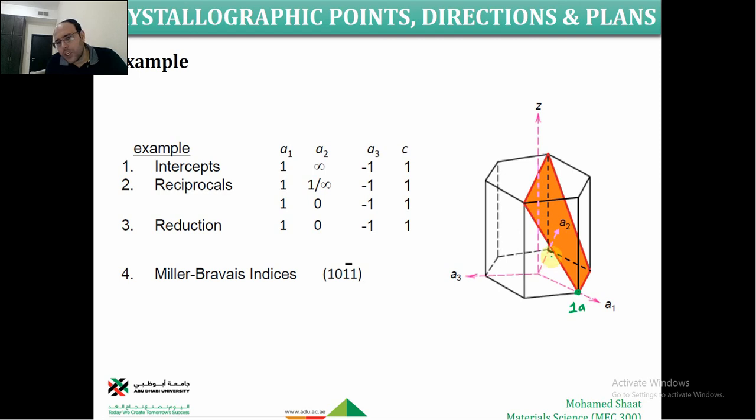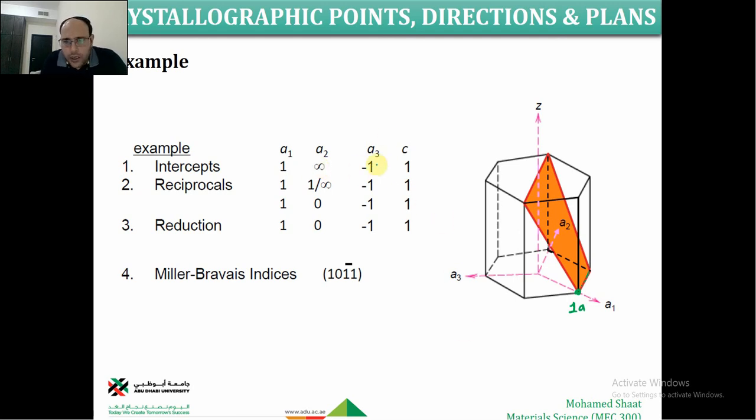But in the meanwhile, it is parallel to A2. Parallel to A2, why? Because there is an edge. Do you see this edge? It is parallel to A2. Any edge that is parallel to an axis gives an indication that this plane will be parallel to this axis. So this edge here is parallel to the A2 axis. It means that A2 has no intersection with the plane. It means that the intercept of the plane with A2 is at infinity.